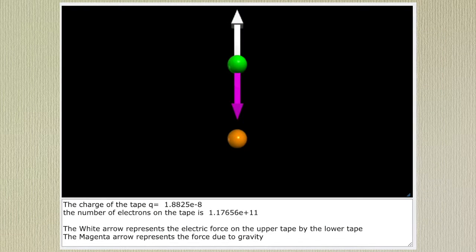Using GlowScript, I performed the same calculations and got the same values for the excess charge and the number of electrons on one piece of tape. I modeled each piece of tape as a point charge. The white arrow is the electric force of the lower piece on the upper piece. The magenta arrow is the gravitational force on the upper piece.